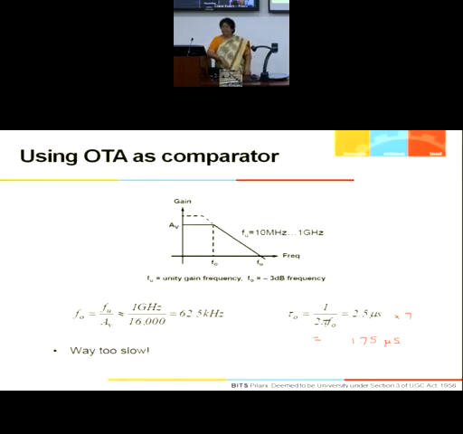The tau is coming in microseconds. Even though your UGB, FU, is 1 giga, that is not sufficient because the 3 dB frequency is very small. So here 3 dB is more important than UGB, because this decides your speed in a linear mode.